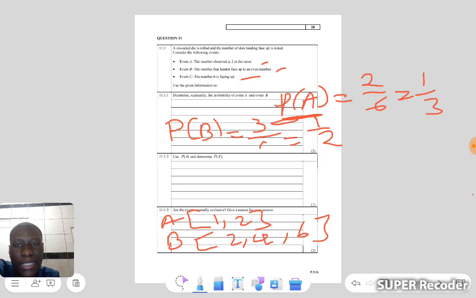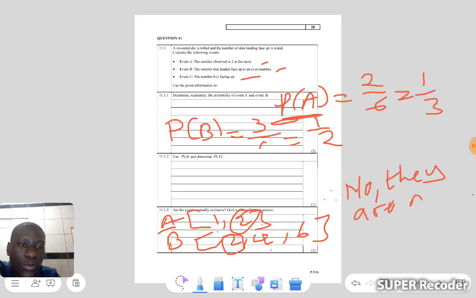So if you can see, are events A and B mutually exclusive? Give a reason for your answer. Event A has 1 and 2, event B has 2, 4, 6. So by this you can see that there is a common element there. This means that, therefore, no, they are not mutually exclusive.